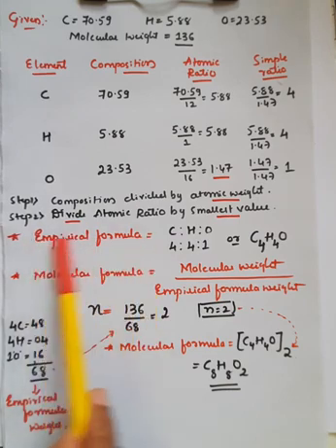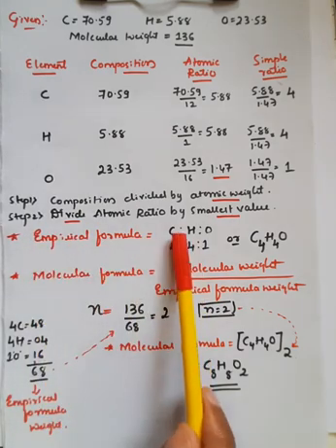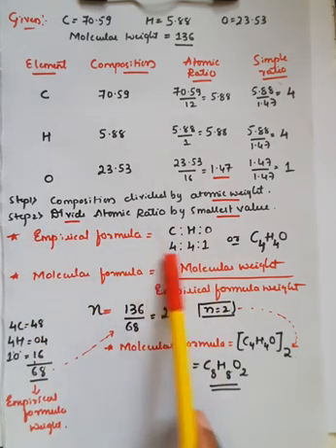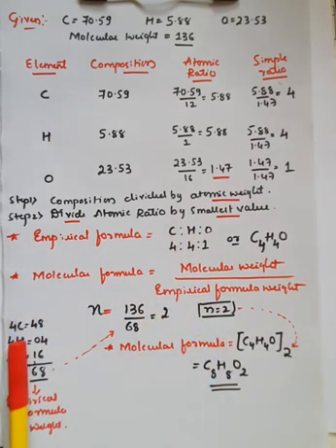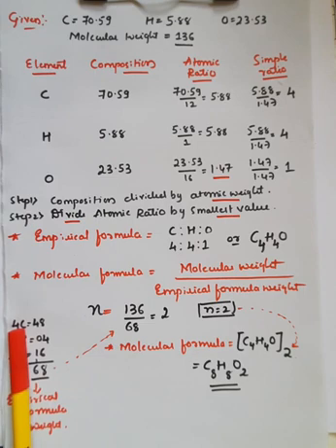Already we have calculated the empirical formula. It is in the form of C4H4O, in the ratio 4:4:1. We have to calculate its weight. Its weight is calculated here. There are 4 carbon, and 1 carbon is equal to 12. Therefore, 4 carbon means 12 into 4.